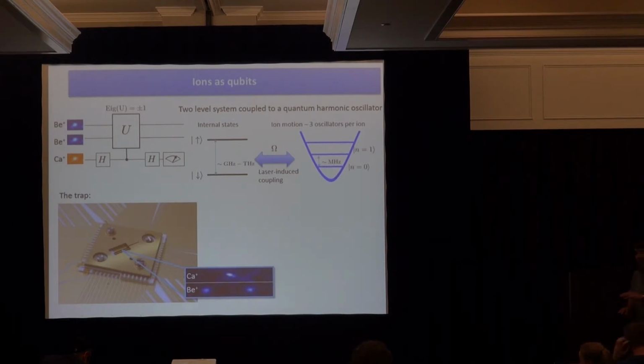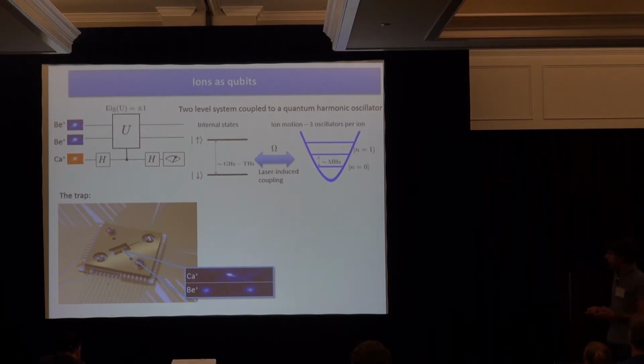The trap that we use is actually this one. It's a 3D trap, composed of a stack of PCBs with a slot in the middle, and that's exactly where we trap ions. These electrodes are also segmented so that we can shuttle ions around and split them. We can do all this testing for what is going to be needed for scalability and to build a large-scale quantum computer.